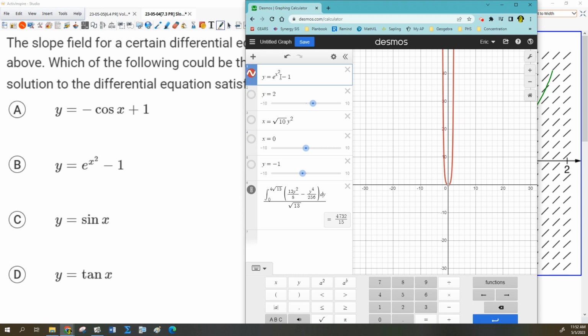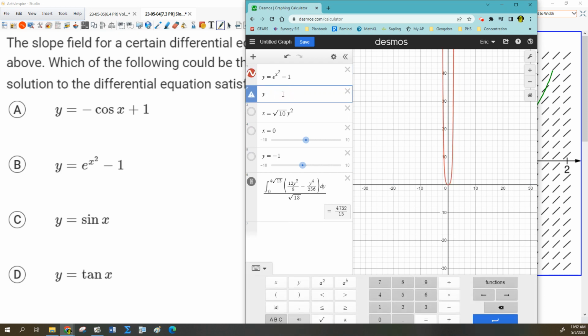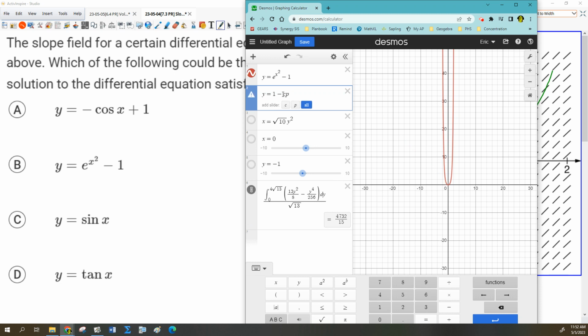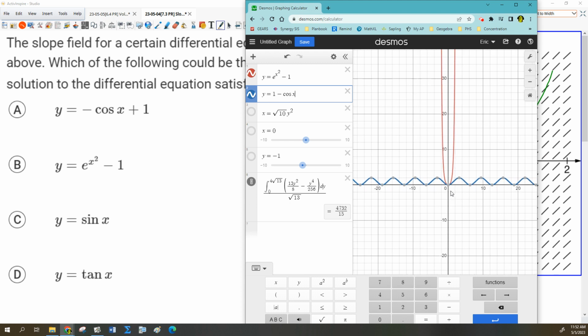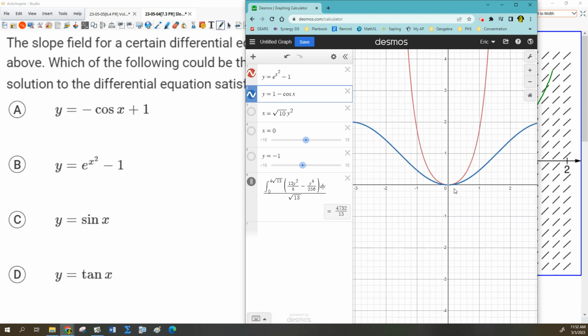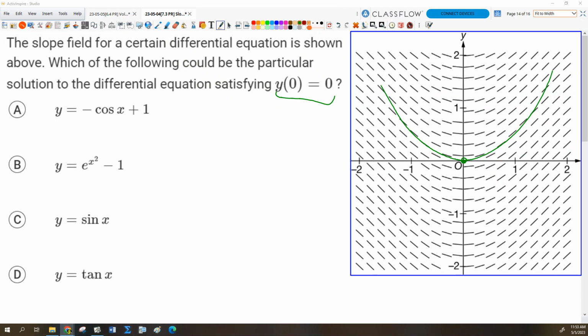But the rest of these are not going to match that. If I did negative cosine x plus 1, that's the same as 1 minus cosine x. On R, that actually could be it, couldn't it? These are probably the two biggest slopes on the red one. If you're trying to debate, the rest of these aren't going to match it, so it would be between those two.